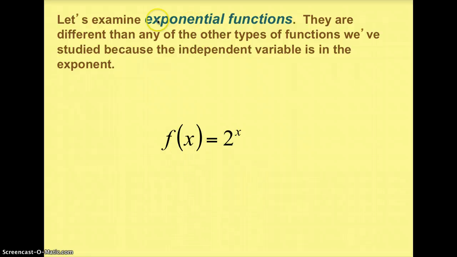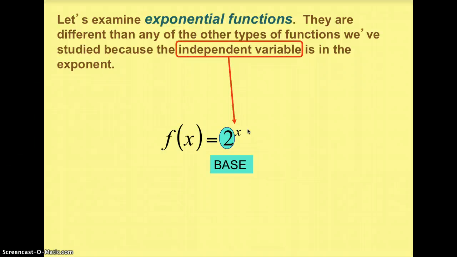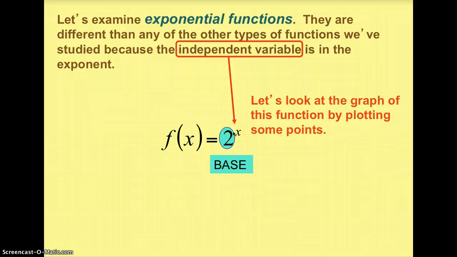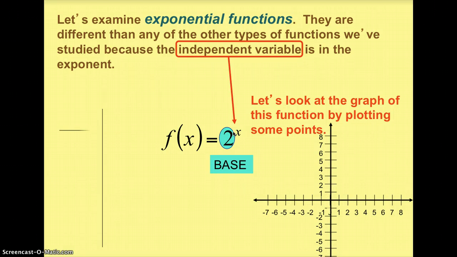Here's one example of an exponential function. F of x is equal to 2 raised to x. 2 is the base and your independent variable is the exponent. This is the difference from what you have learned before. You used to have your independent variable down here as the base. This time your variable is an exponent. So let's look at the graph of the function by plotting some points using the table of function.